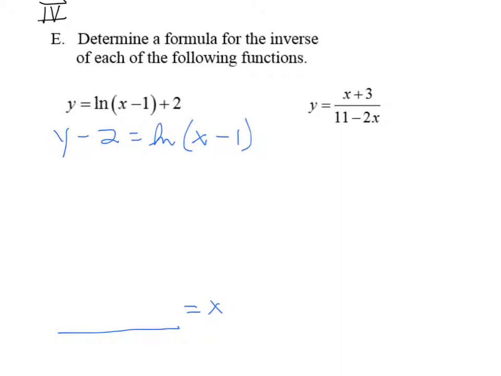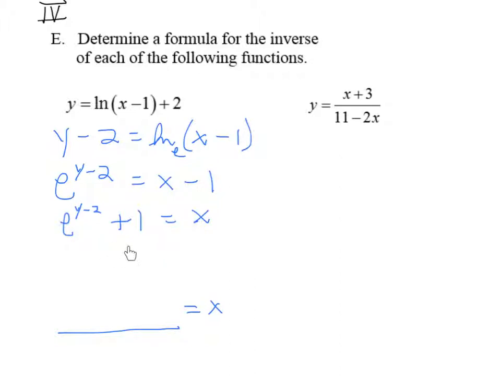We know our base is e down here, so we would have e raised to the y minus 2, right, equals x minus 1. And now all we have to do is add the 1 over. So we will have e to the y minus 2 in the exponent, and then plus 1 after the exponent equals x. And as far as I'm concerned, we can leave the formula looking like this.